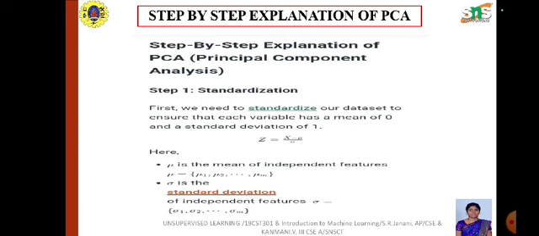Here is a step-by-step explanation of principal component analysis. Step 1, standardization. First we need to standardize our dataset to ensure that each variable has a mean of 0 and a standard deviation of 1. Z = (x - mu) / sigma, where mu is the mean of the independent feature and sigma is the standard deviation of the independent feature.